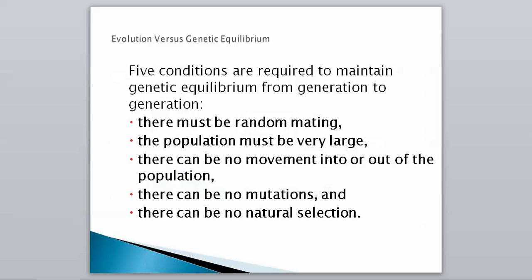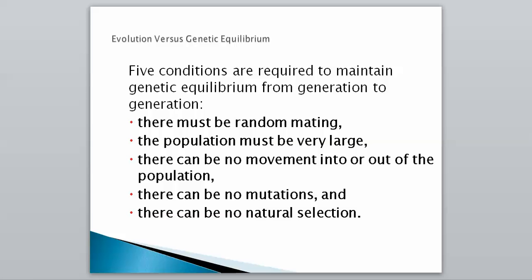And so there are 5 conditions that are required to maintain genetic equilibrium from generation to generation. So there must be random mating, and we'll explain each one of these more in depth and why, in fact, it usually does not occur. And the population must be very large. There can be no movement into or out of the population, and there can be no mutations, and there can be no natural selection. So in order for us to not have evolution, all of these things must occur.